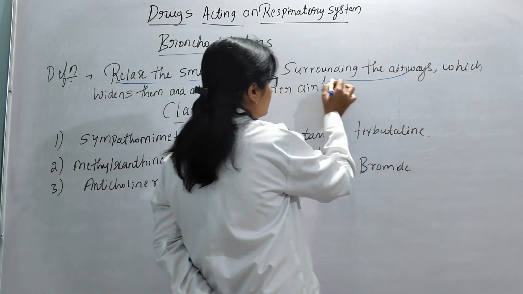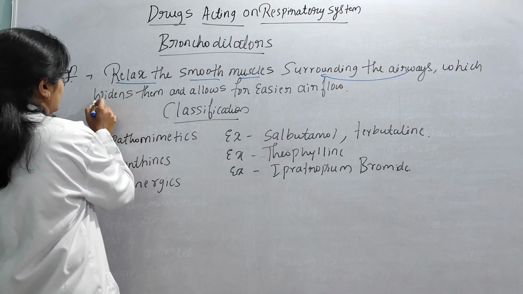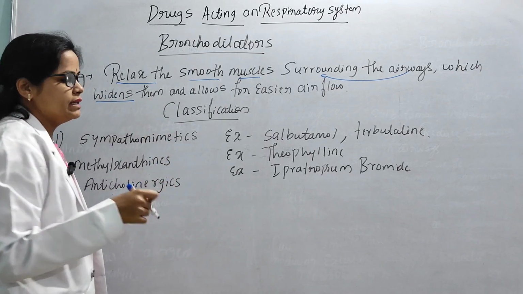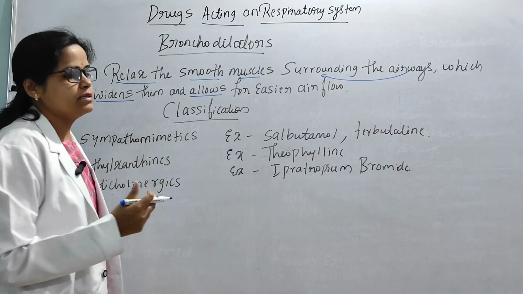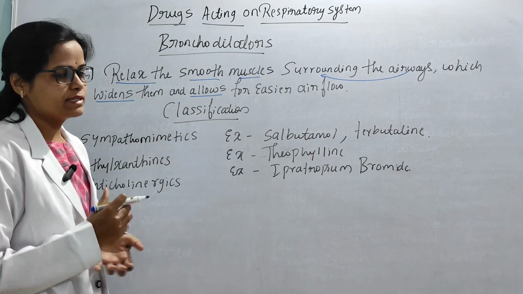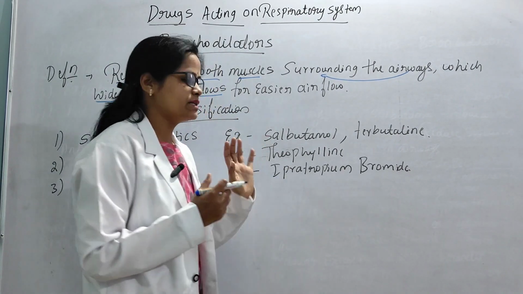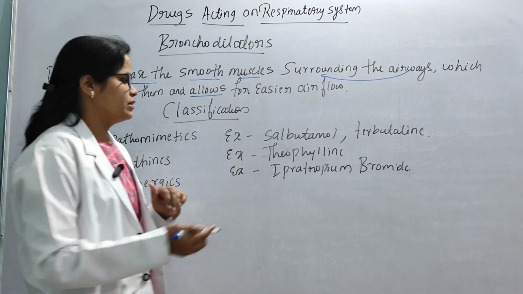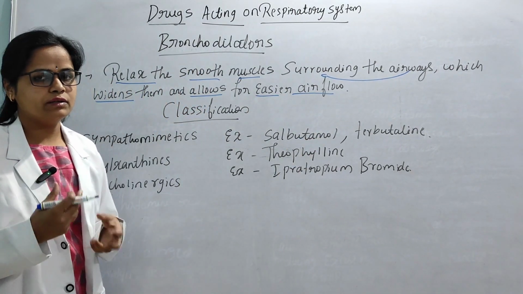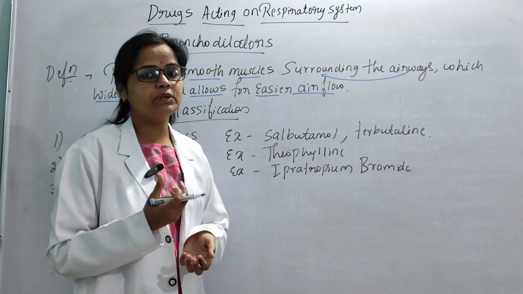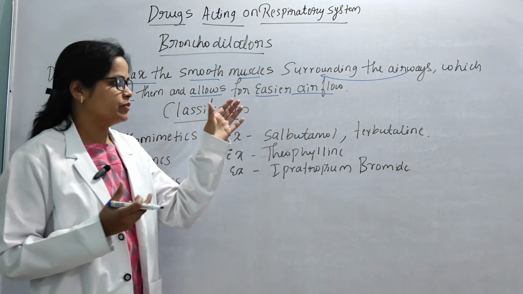The smooth muscles around the airways relax, and also it helps for the widening. It allows for the easier airflow. Okay, smooth muscles relax, obviously the airway widens. Airway widened means obviously the person is having easier airflow. In asthmatic patients there is no easier airflow, because of that they are having breathing difficulty. Okay, airway gets blocked, so there is breathing difficulty.